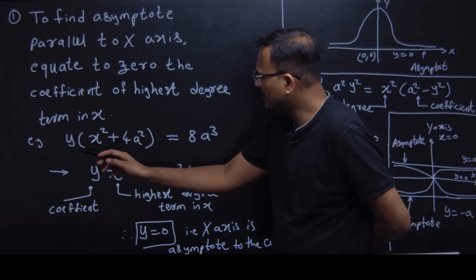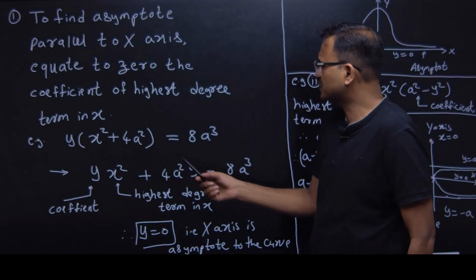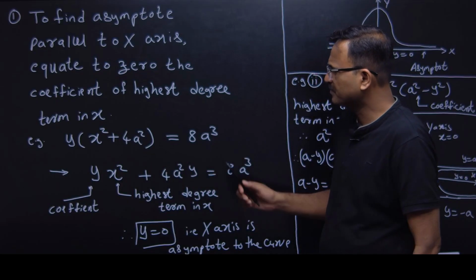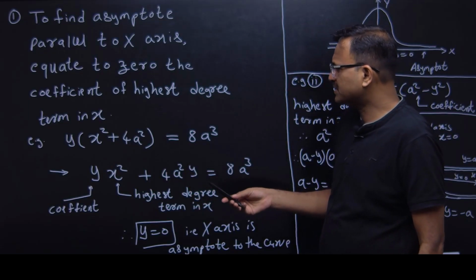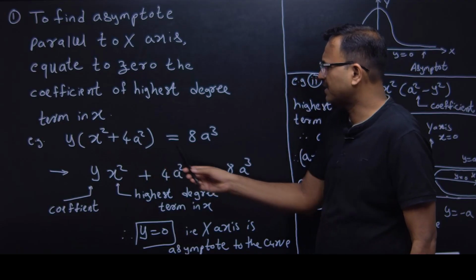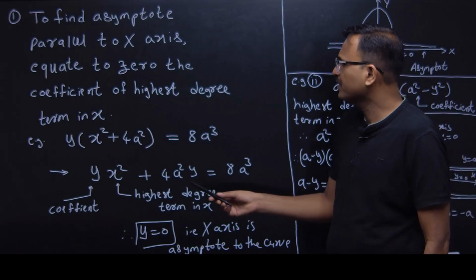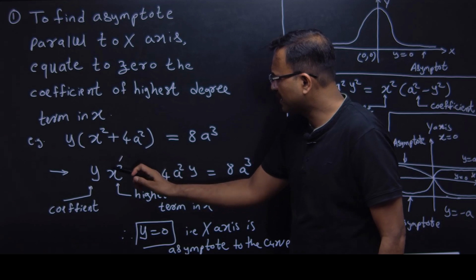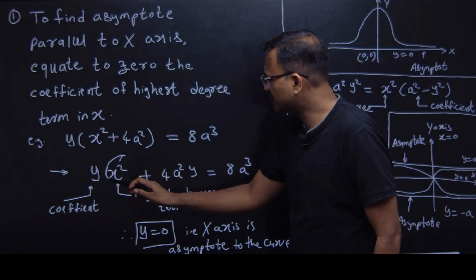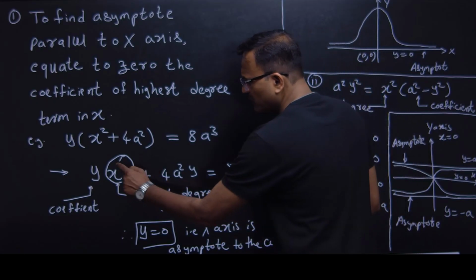Like for example, if you consider this equation, y into bracket x square plus 4a square is equal to 8a cube. Now to find asymptote parallel to x-axis, what I have done, I have first of all expanded the bracket. This becomes y into x square plus 4a square y is 8a cube. Now you can see that there is only one term of x, that is x square in this equation. X square is the only term of x in this equation, and that is the highest degree term in x. And coefficient of this term is y.